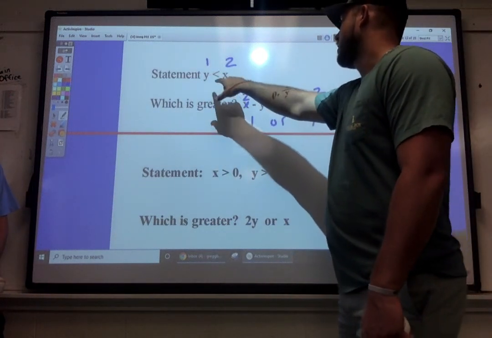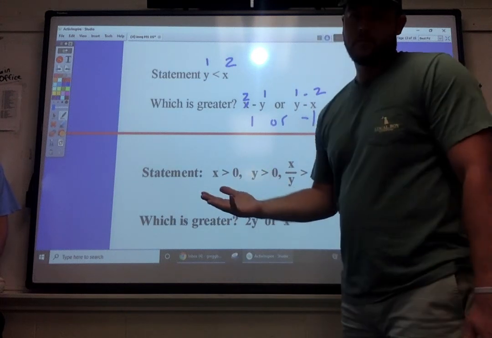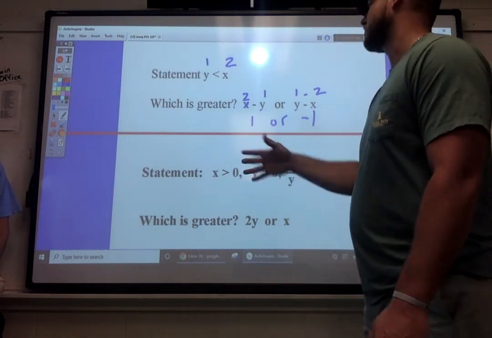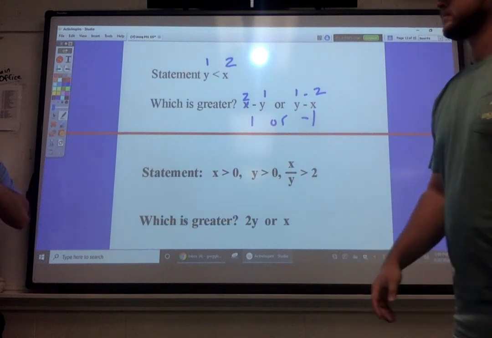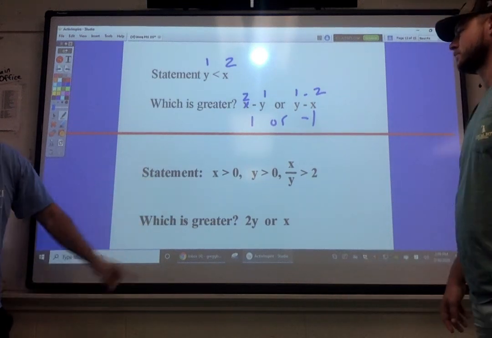You could have said y is 50 and x is 100. It would work the same way, right? As long as you follow this statement. Yeah, I get these 3 stipulations.